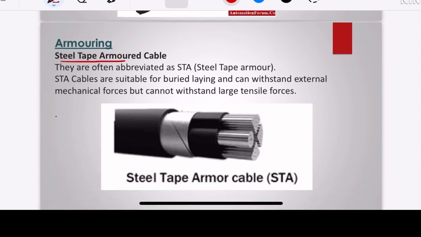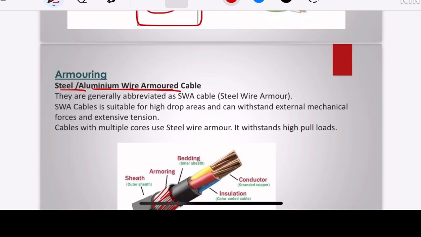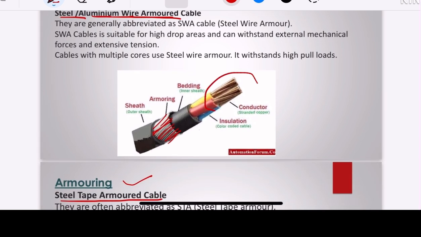This is another type of armor, that is steel tape armored. Here you see there is no wire shape, it is proper steel tape. So such an arrangement in the armor is called steel tape armor cable. Aluminium wire armored, which I already told you, is when the armor is made up of aluminium in a wire shape. Aluminium wire armor we are using for single core cables, and steel wire armor we are using for 4 core or 3 core cable.